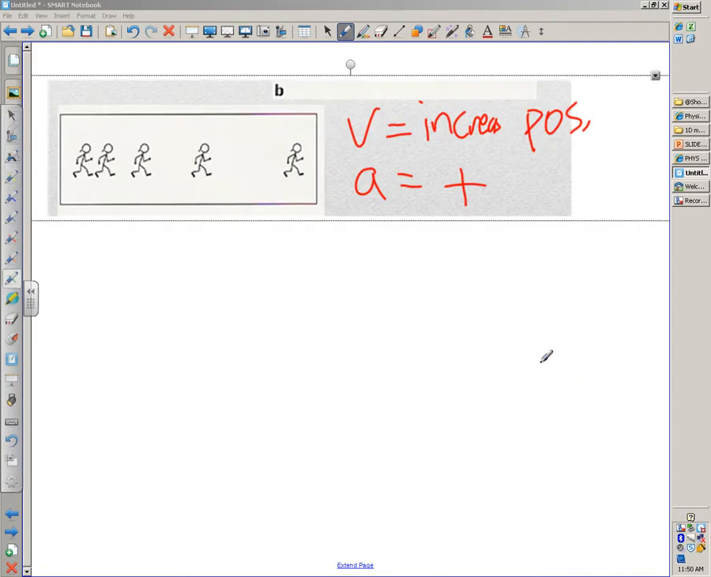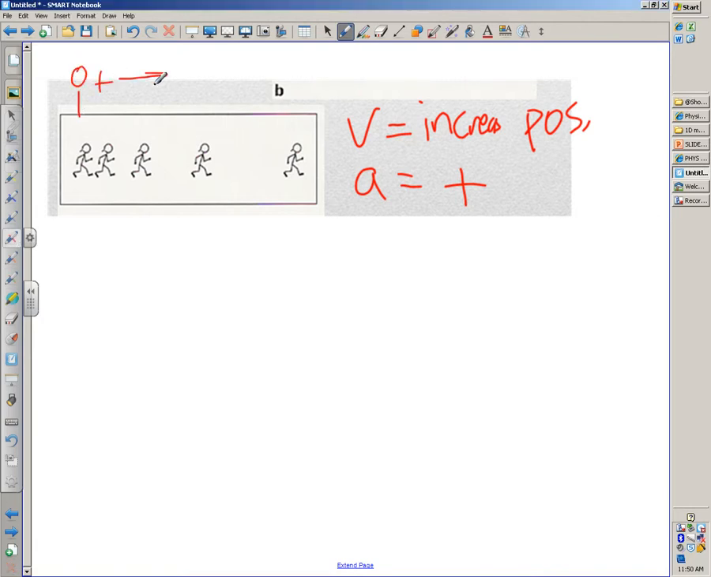Alright, so here's this picture. This picture that we established, this was my reference point. We were moving in the positive direction. Anybody see where I'm going with this? Okay? I'm going in which direction here? To the right, which we've called what? Negative. So this is a negative velocity.